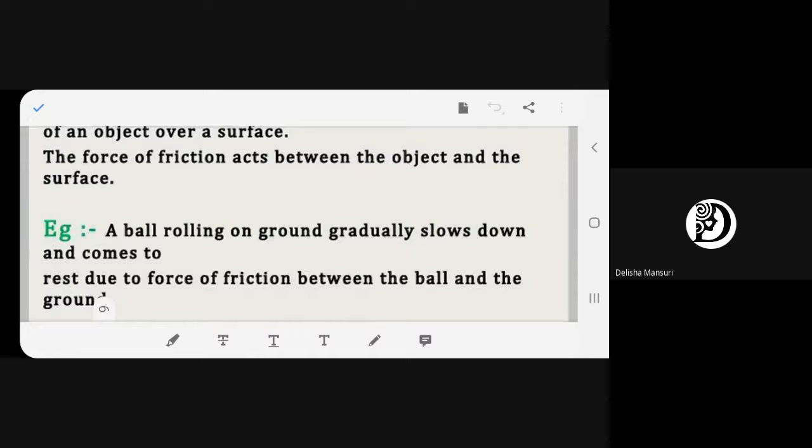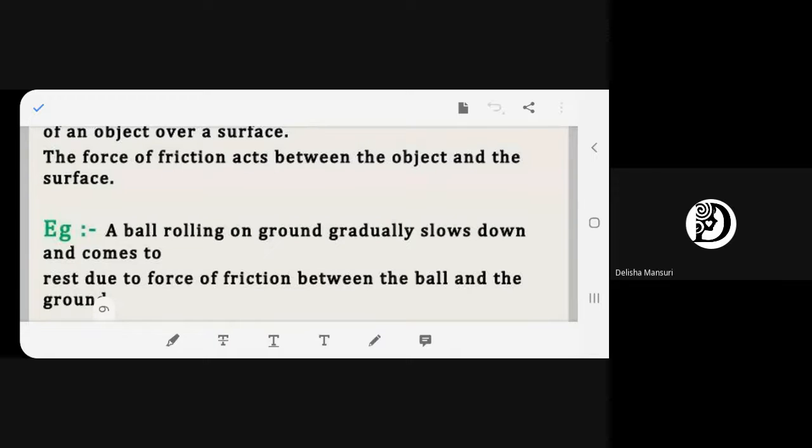A ball rolling on the ground slows down and comes to rest due to the force of friction. Where is it applied? The force of friction is between the ball and the ground. So you know that the rolling ball has a frictional force with the ground, and that makes it stop, right? Yes. The force of friction is always with the contact.